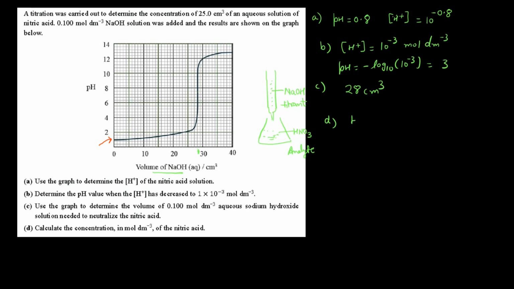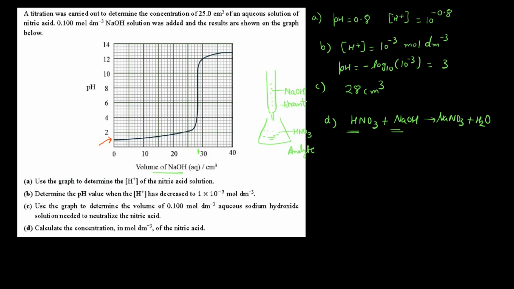Then the last part, calculate the concentration in mole per dm cube of nitric acid. So we know that nitric acid is a monoprotic acid, and it will react with sodium hydroxide, 1 mole of acid and 1 mole of sodium hydroxide to give sodium nitrate and water. So this is a neutralization reaction. So 1 mole of nitric acid reacts with 1 mole of sodium hydroxide. So the moles of sodium hydroxide will be equal to the moles of nitric acid.